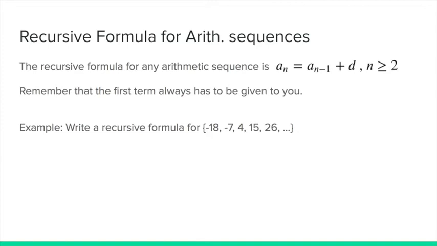Okay, I'm going to give you this sequence: -18, -7, 4, 15, 26. And we want to write a recursive formula for this sequence. Well, remember, the first term always has to be given. So the first term is -18, as we can see just from the list. But then after that, it looks like we are adding 11. Negative 18 plus 11 would be negative 7. Negative 7 plus 11 would be 4. So our common difference is 11. So the recursive formula for the nth term is just going to be a sub n minus 1 plus 11. So recursive formulas are pretty easy if you know that the sequence is arithmetic.